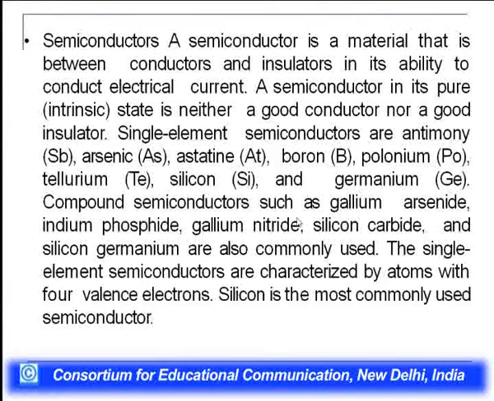Above we defined the pure semiconductors, but compound semiconductors are also available. Gallium arsenide, indium phosphide, gallium nitride, silicon carbide and silicon germanium are the most commonly used semiconductors in compound form. The single element semiconductors are characterized by atoms with 4 valence electrons. Silicon is the most commonly used semiconductor and it is easily available in nature.